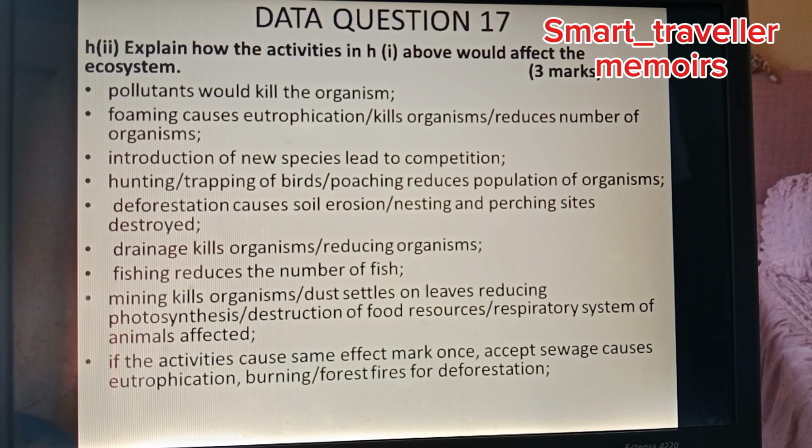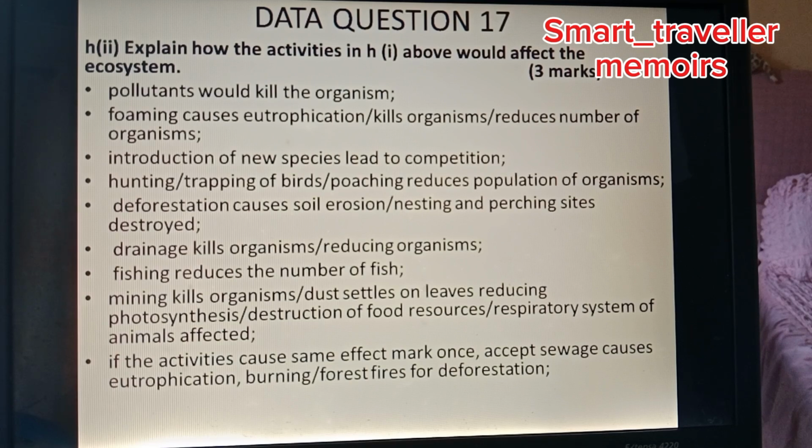Deforestation causes soil erosion. Nesting and perching sites for birds are destroyed. Drainage kills organisms, reducing the number of organisms. Fishing reduces the number of fish. Mining kills organisms because dust settles on leaves, reducing photosynthesis. Destruction of food resources. The respiratory system of animals is also affected by mining.